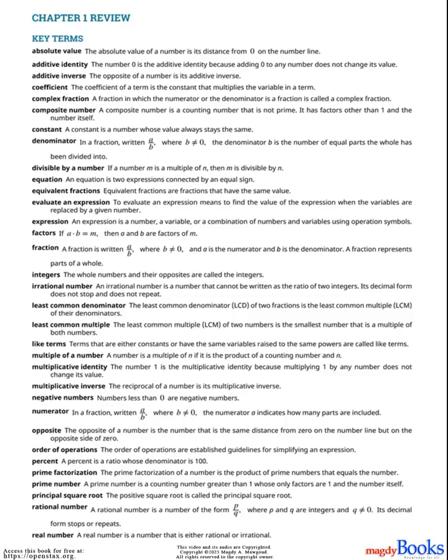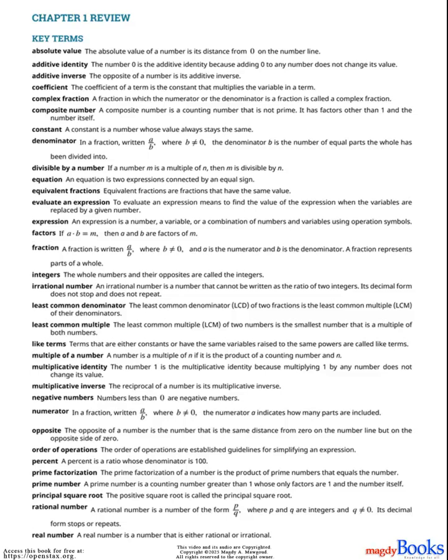both numbers. Like terms. Terms that are either constants or have the same variables raised to the same powers are called like terms. Multiple of a number. A number is a multiple of n if it is the product of a counting number and n. Multiplicative identity. The number 1 is the multiplicative identity because multiplying 1 by any number does not change its value. Multiplicative inverse. The reciprocal of a number is its multiplicative inverse.